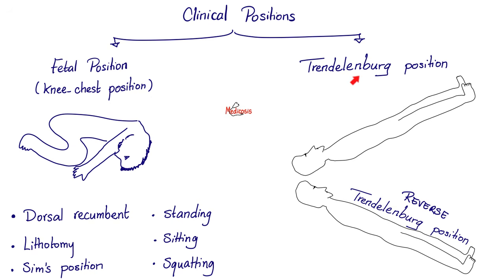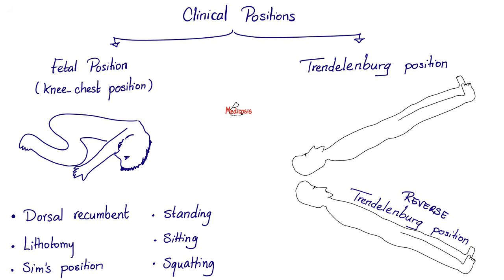There is the Trendelenburg position with your feet up and your face down. This might be beneficial to patients who have venous stasis in the legs or patients who have hypotension. We put them in this position to allow more blood to go back to the heart. And there is also the opposite of that, the reverse Trendelenburg position, like this.